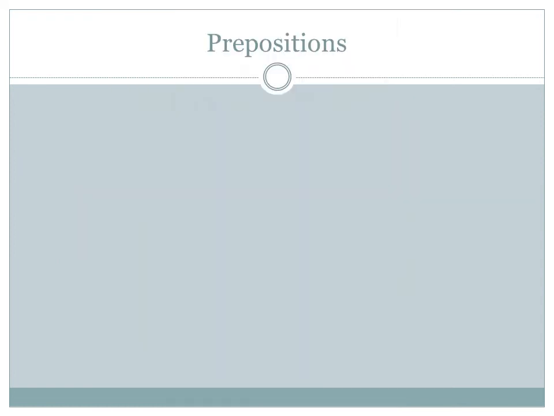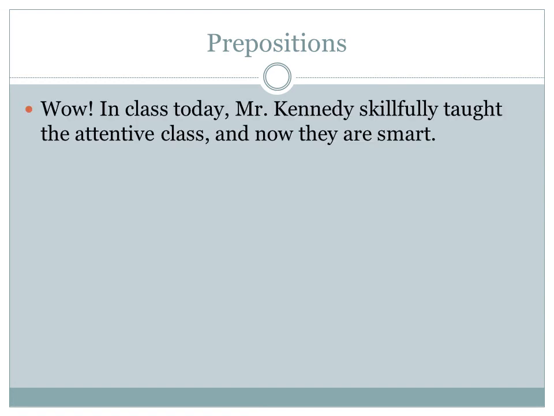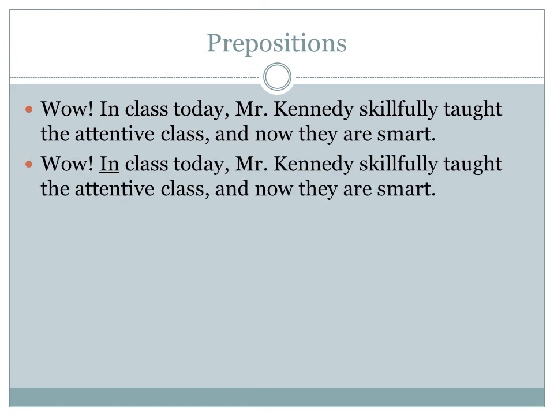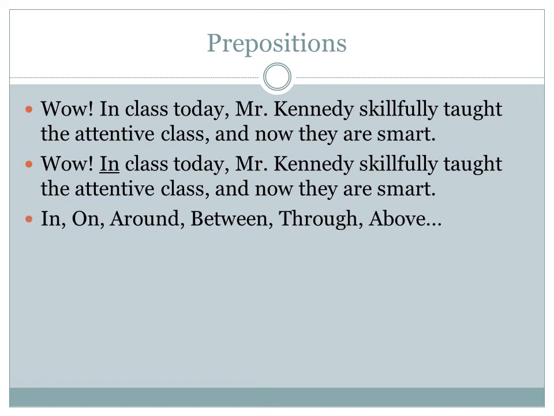The next part of speech that we're going to talk about are prepositions. Prepositions show the relationship between a noun and some other part of the sentence. So in our example sentence, these are the prepositions. There's only one. In class today. It shows the relationship between today and the rest of the sentence. Prepositions are words like in, on, around, between, through, above. Again, they show relationships between nouns in some other part of the sentence.